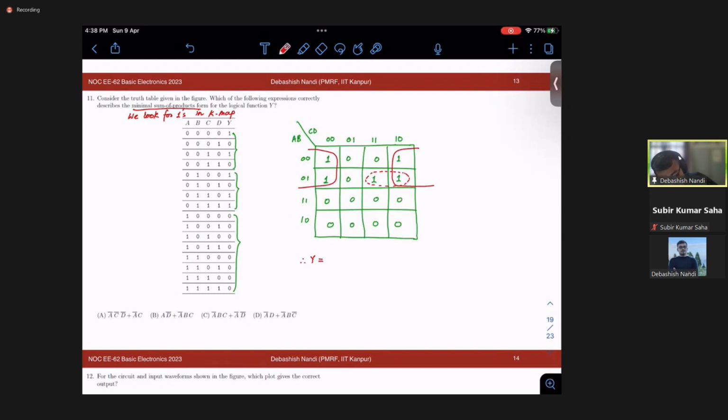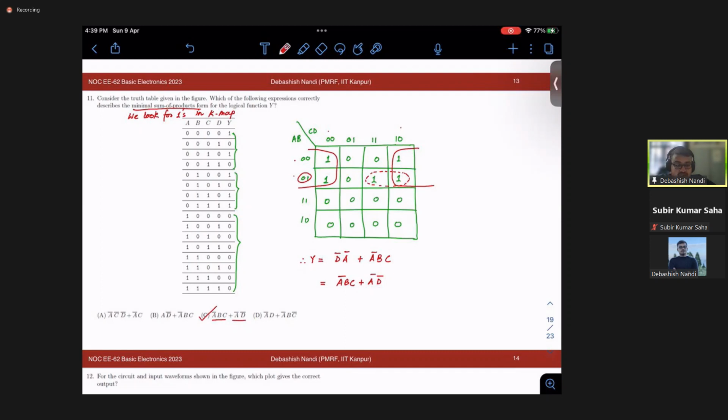Okay. So your Y would be here. You see the common term of this column and this column is D bar. And from this and this is A bar, right? And what about these two? This will be their common. So this will be A bar B, and this is common between these two is C, right? So your answer would be A bar B C plus A bar D bar. Okay. So your right answer for 11 is A bar B C plus A bar D bar. Okay. C.